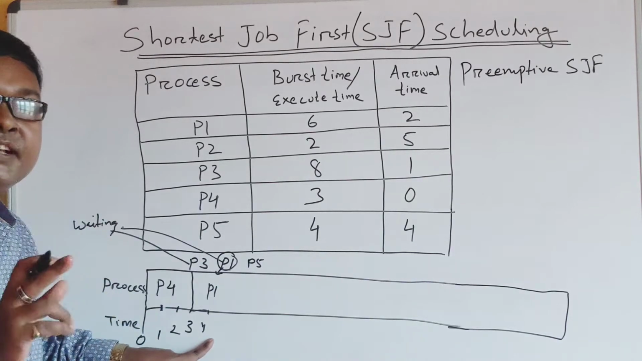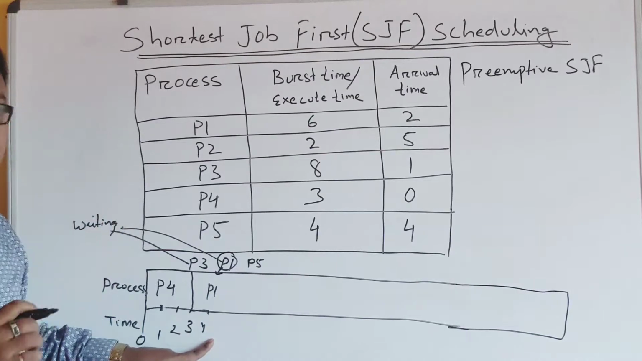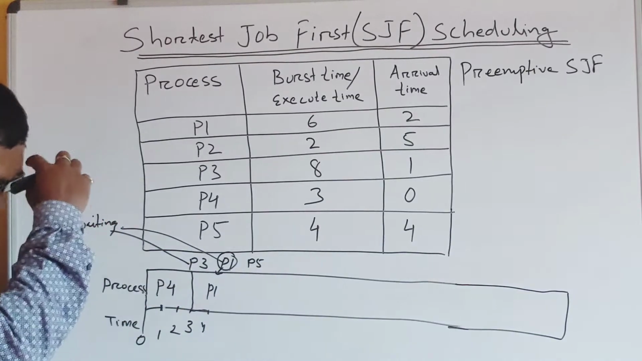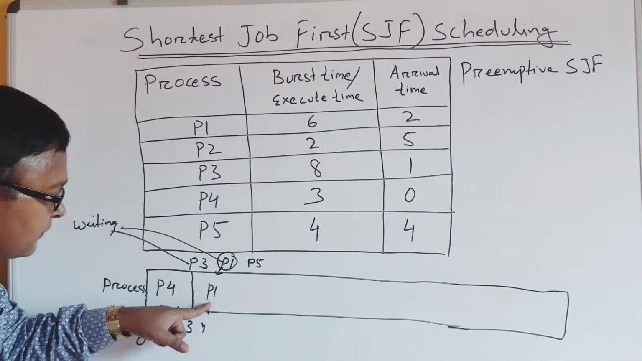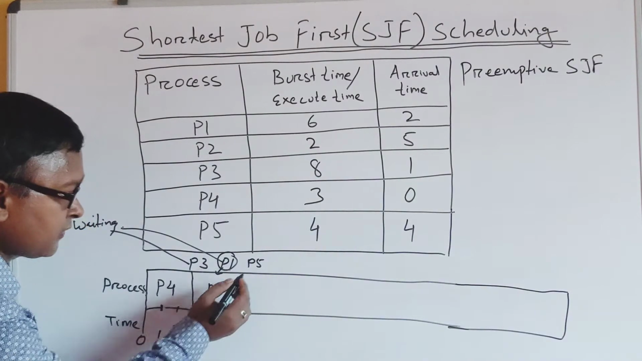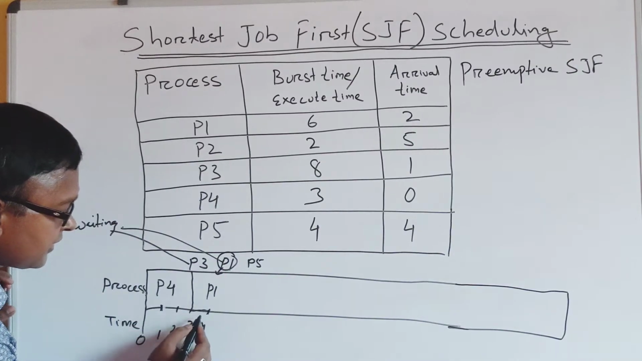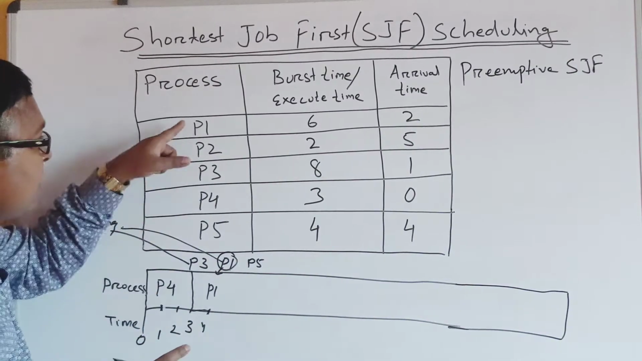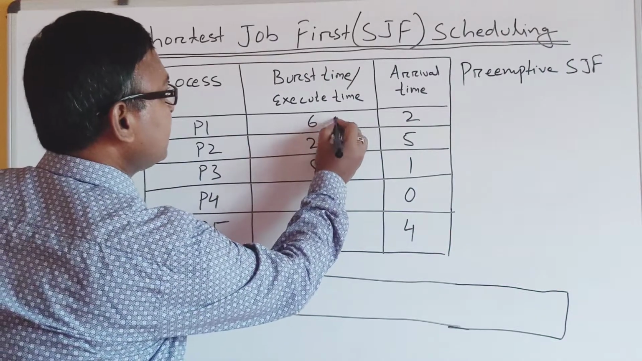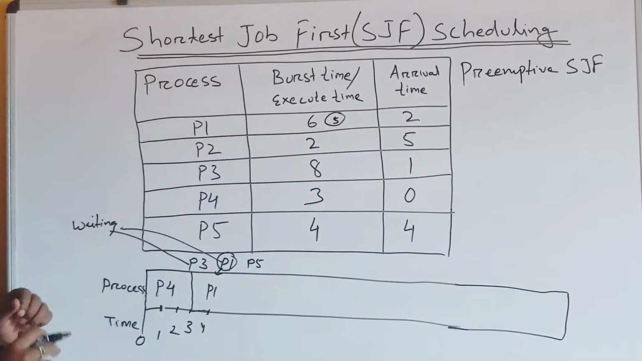Right now, the exact game starts. P1 has acquired the processor. At the 4th unit of time, P5 enters. Now P1 has already completed 1 unit of execution. Still 5 units are left for completing its execution.